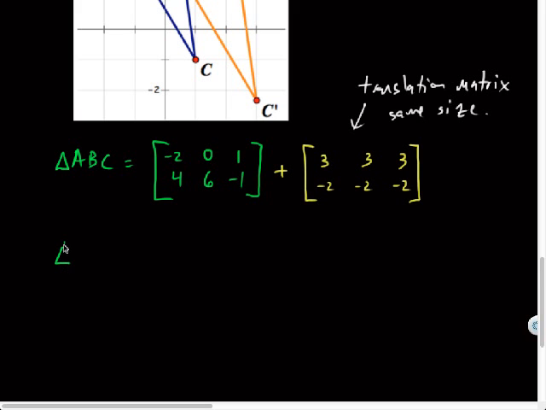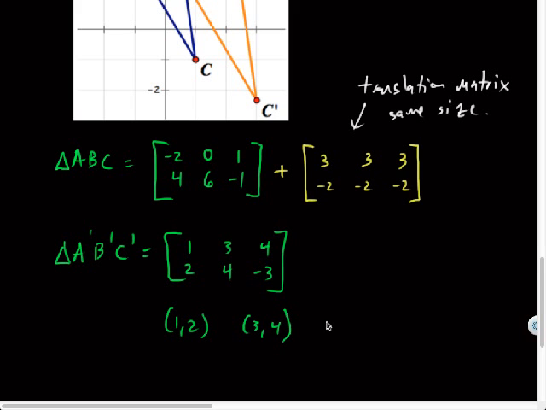So triangle A prime, B prime, C prime is going to equal -2 plus 3 is 1, 0 plus 3 is 3, 1 plus 3 is 4, and then 4 minus 2 is 2, and then 4, and then -3. Now I've got the vertex matrix for my image, and if I wanted, I could break that apart into separate points of (1, 2), (3, 4), and (4, -3) to find A prime, B prime, and C prime respectively.